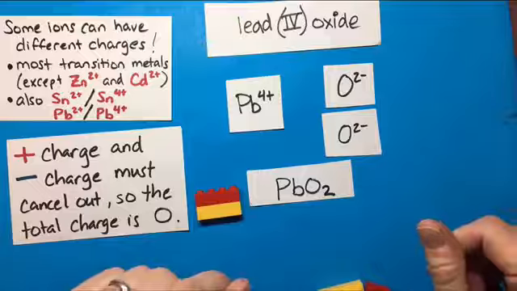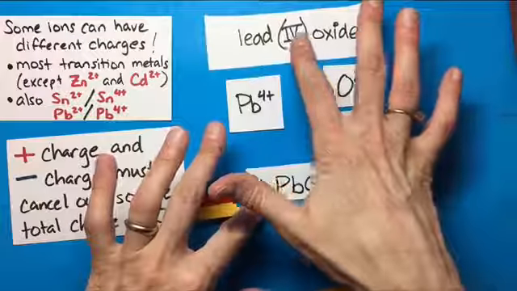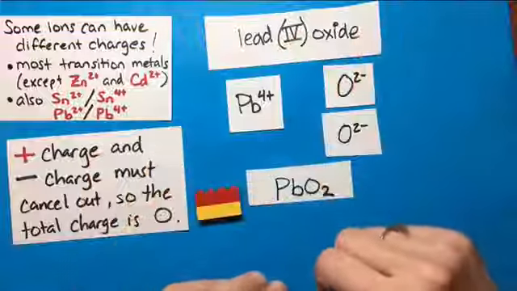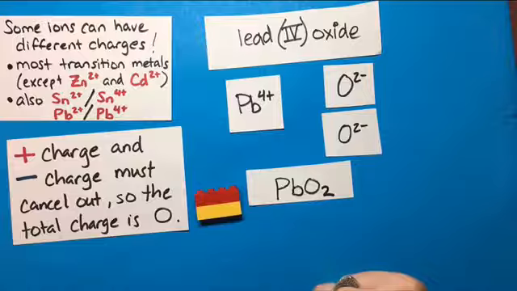Notice that the difference here doesn't come really in how we write the formula. The difference comes in the name. And the name is important because the name tells us the charge on the ion when the ion can have more than one charge.